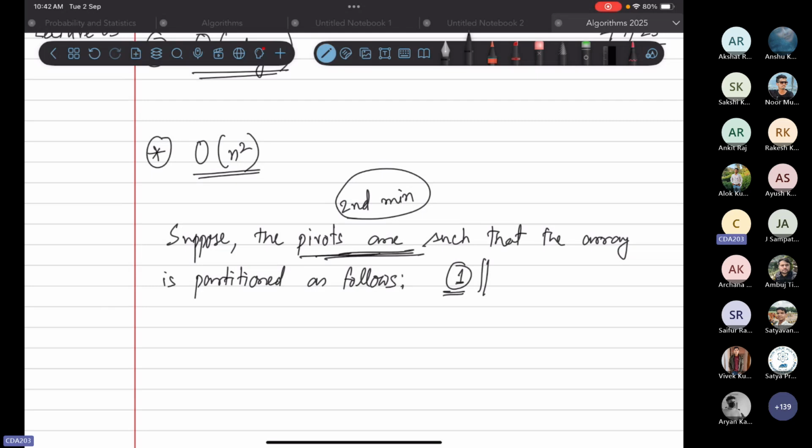It's not n minus 1. So total I have n elements. One of them is pivot, so that's gone now, and one element is going to the left, so I'll be having n minus 2 elements in the right side. Yes. Right. So what would happen? What would be the running time?